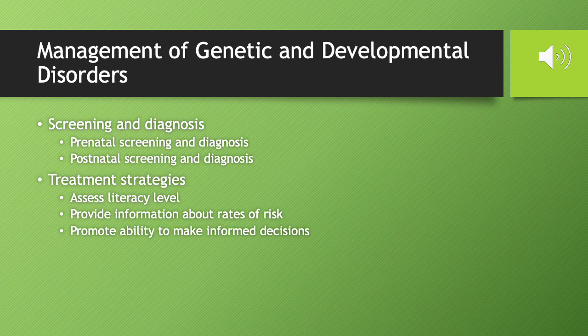Oftentimes they'll run tests on amniotic fluid. It's called amniocentesis. Sometimes they'll have NIPT tests that help determine if there's an impending genetic disorder. But once they find that there's a potential problem, then they will be able to provide information to the parents about the risk and hopefully be able to cope and manage what the potential disease is.